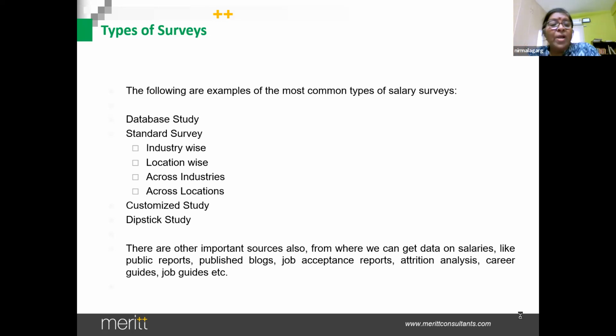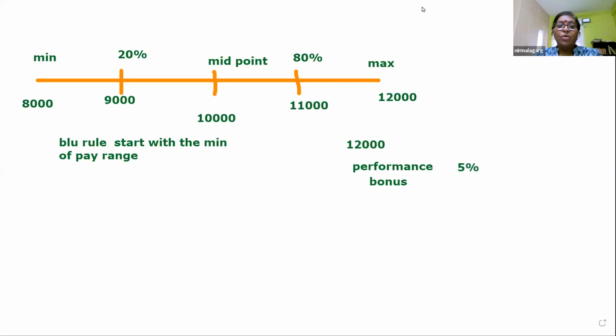So what does external equity do? With market surveys, or trying to know what your peers or competition are paying, you can establish your own pay policy. Let me just stop. I'll show you, but this is also important to show you. There are two things you should know.